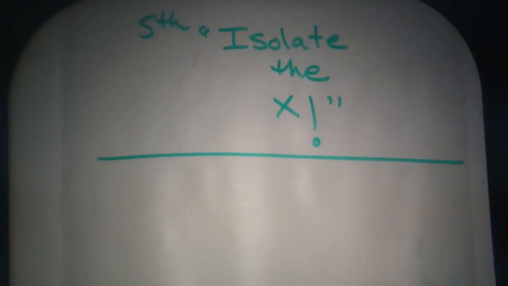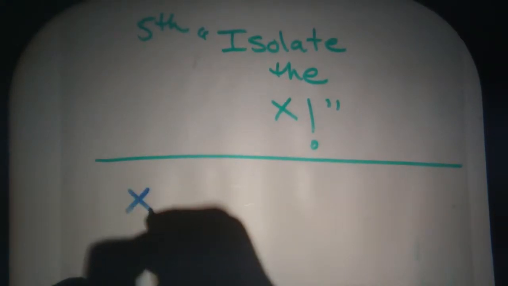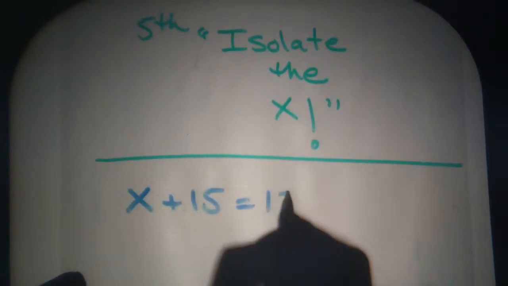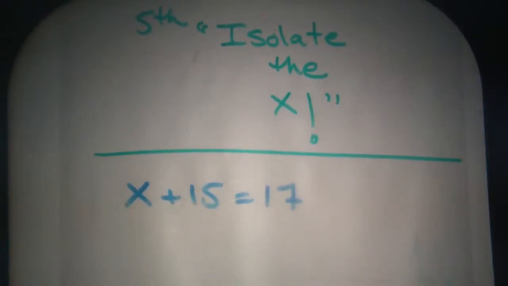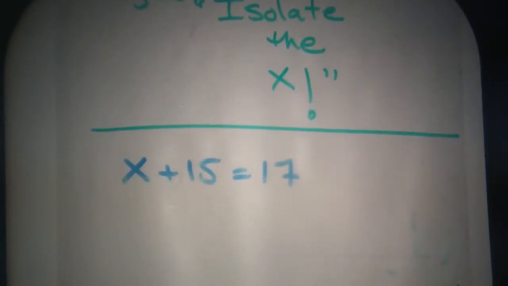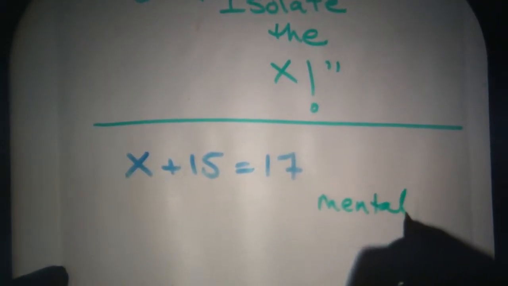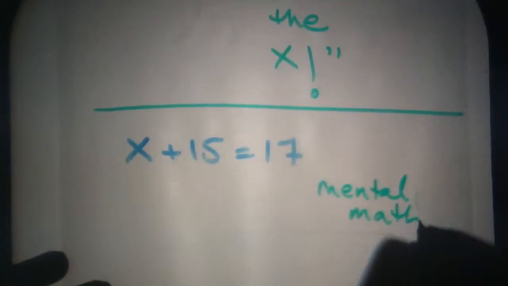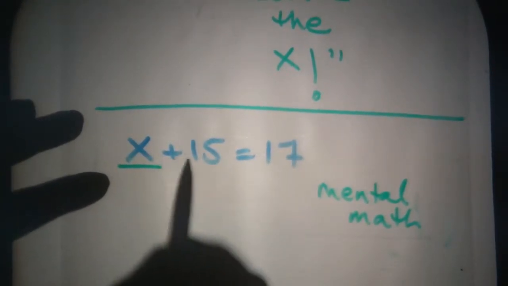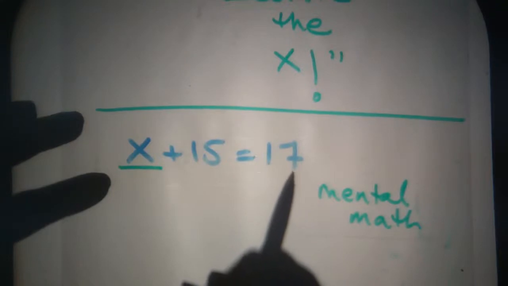Alright, we're going to talk about isolating the x. Now if we have a simple problem like this, x plus 15 equals 17. Now common sense will just have us mental math this. We can easily mental math what x represents. I have x plus 15 equals 17.